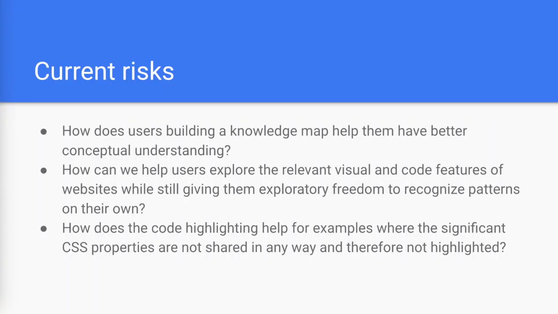The risks in our current prototype are: number 1, how does users building a knowledge map help them have better conceptual understanding? What's the benefit in making them build out the knowledge map themselves versus just giving them a correct knowledge map? Number 2, how can we help users explore the relevant visual and code features of websites while still giving them exploratory freedom to recognize patterns on their own? And number 3, how does the code highlighting of the original Knowledge Maps tool help for examples where the significant CSS properties are not shared in any way and therefore not highlighted? How will users be pointed to the relevant code to look at?